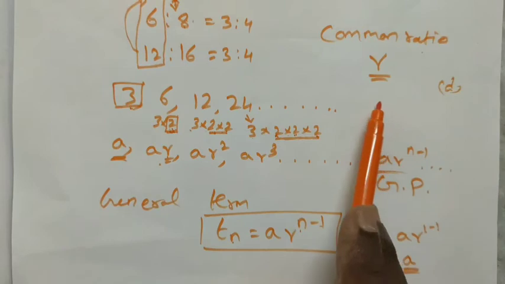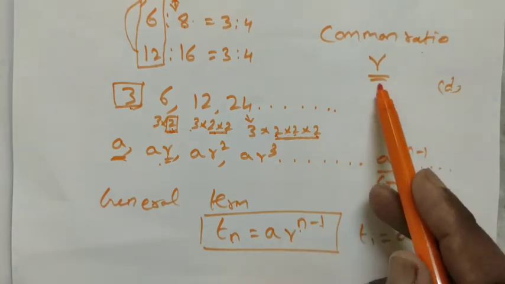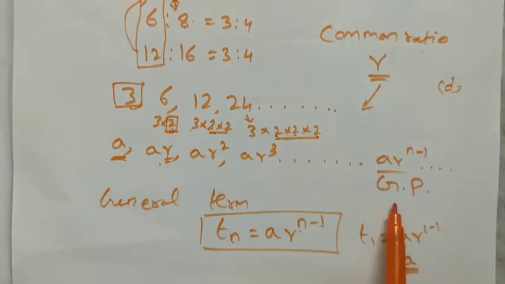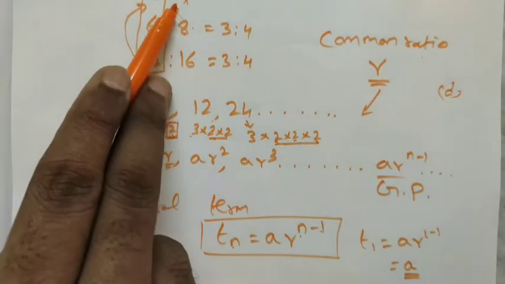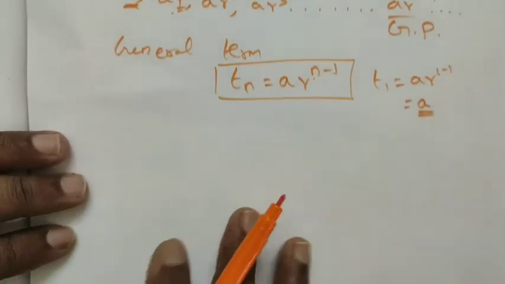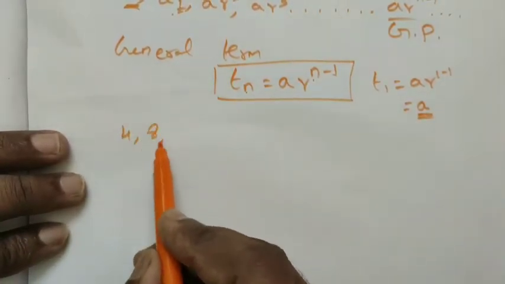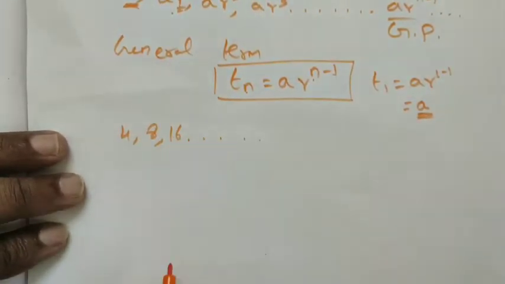Do you remember that? Wherever the common ratios are equal, we can say it is a GP. So in this order, this is the form. If I take 4, 8, 16, let's check it again. 4, 8, 16, it goes on like this, right?